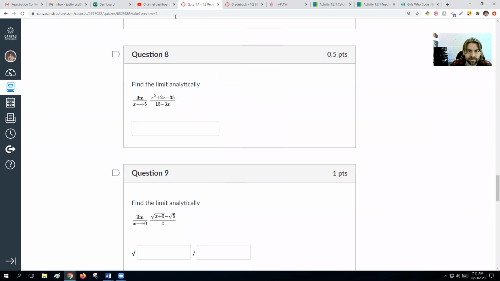Okay, next problem. Let's go through it. Okay, can I plug 5 in? No, that'd be 15 minus 15 on the bottom. So let's factor. The top can factor. What two numbers multiplied together give me negative 35? Add together to get 2. That'd be x plus 7 and x minus 5.